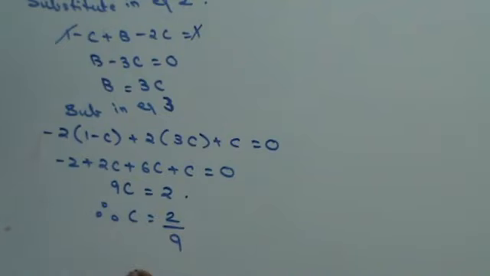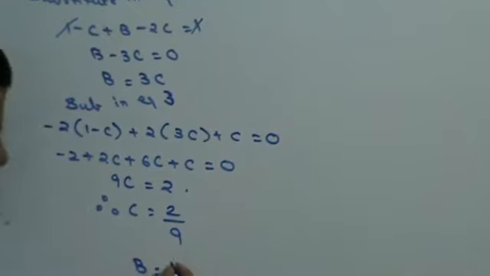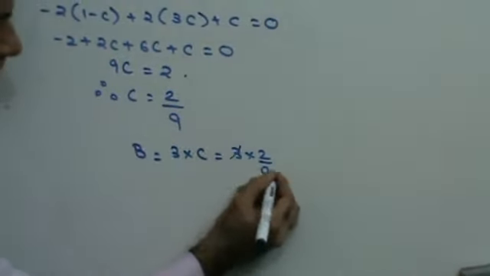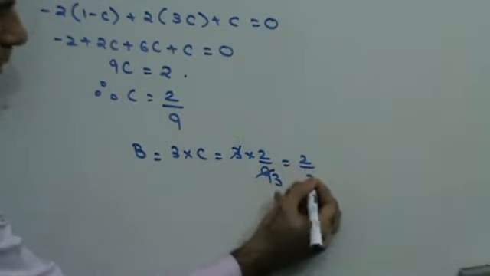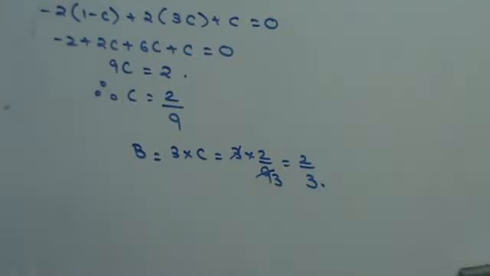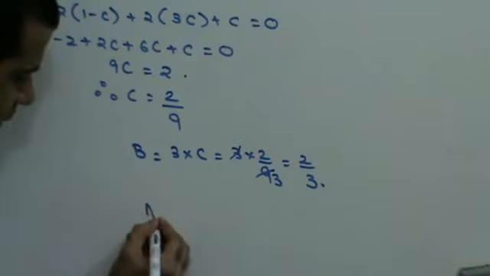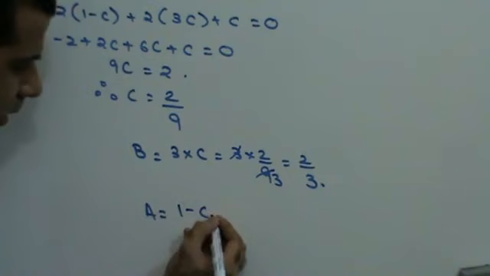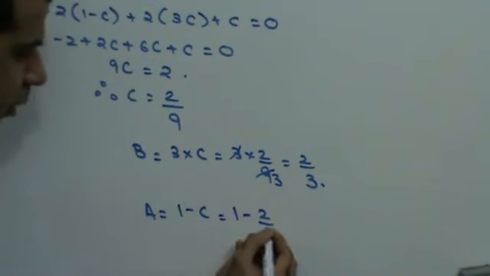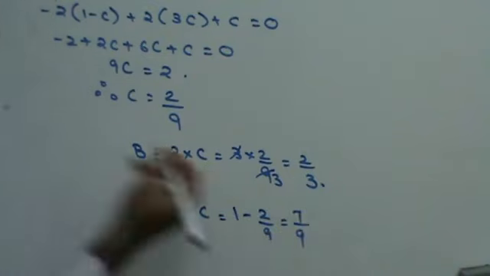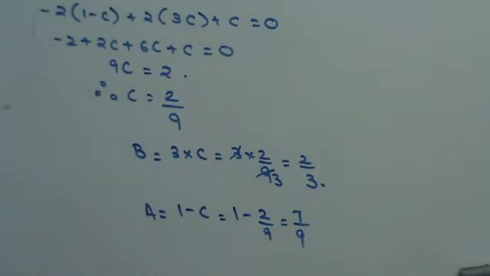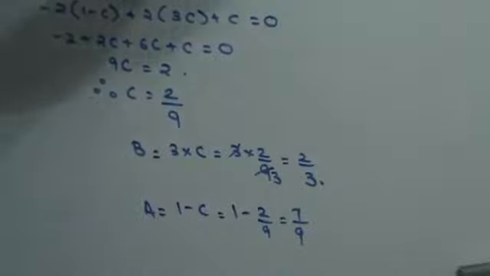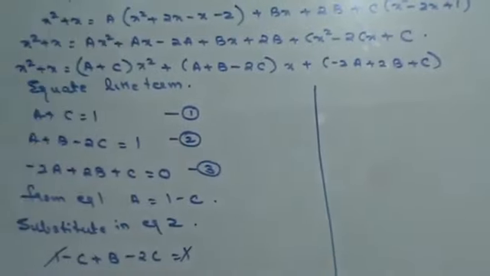Once I get c, I can find out b. b is nothing but 3 into c, so 3 into 2 upon 9. So that's 2 upon 3. Once I know b and c, I can also find out a. a we had said is nothing but 1 minus c. So this is 1 minus 2 upon 9, 9 minus 2, 7 upon 9. So now I know the value of a, b and c. We'll continue the sum here.